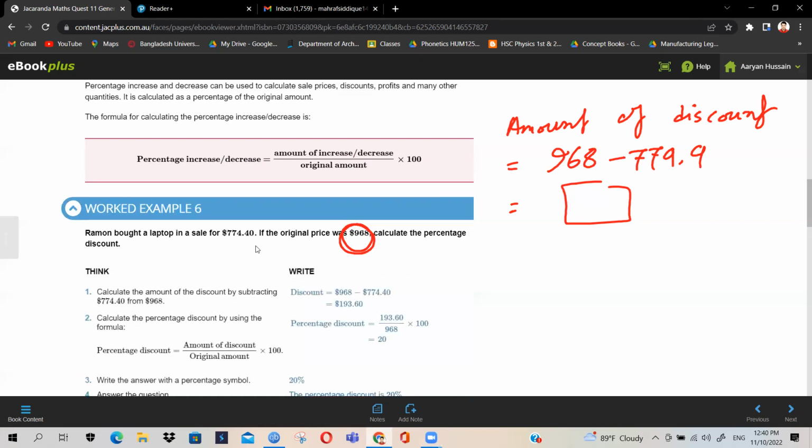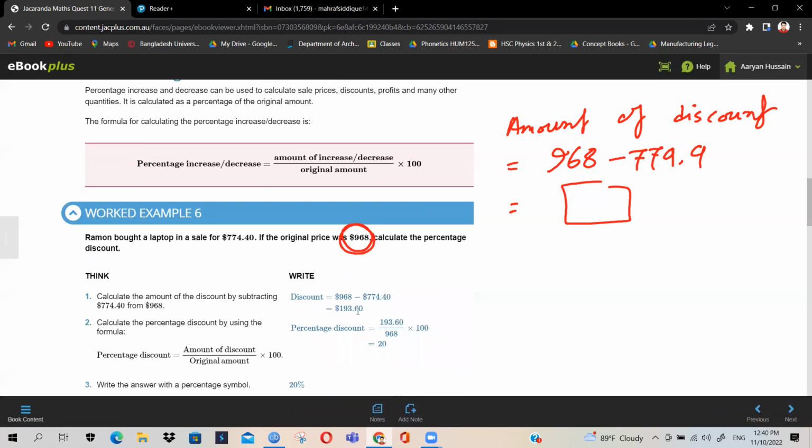Let's see. As you can see, $193.6 was the discount, and then they divided it by the original amount, which is 968, and multiplied by 100. They got a very round figure, which is 20. So they have provided a 20% discount.